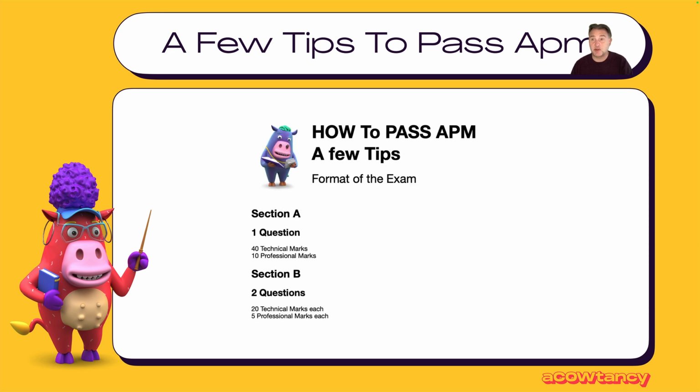First of all, get to grips with the format of the exam. It's really easy. Both sections are compulsory, all questions are compulsory. Section A, you've got one question for 50 marks, so 40 technical marks and 10 professional ones. In section B, you've got two questions, both of which have 20 technical marks and 5 professional marks each. So that's what makes up your 100 marks. So, just be aware.